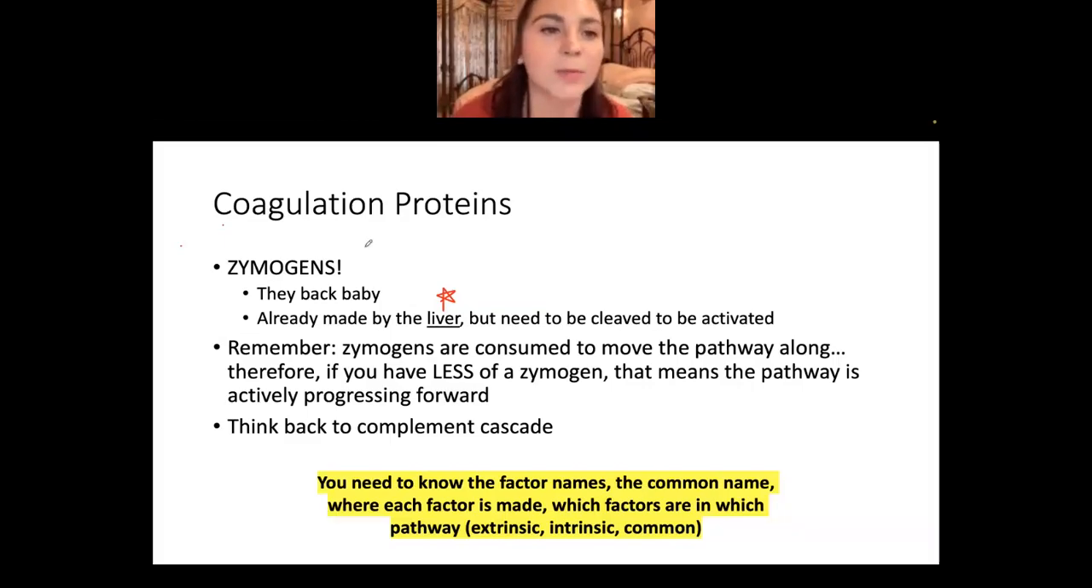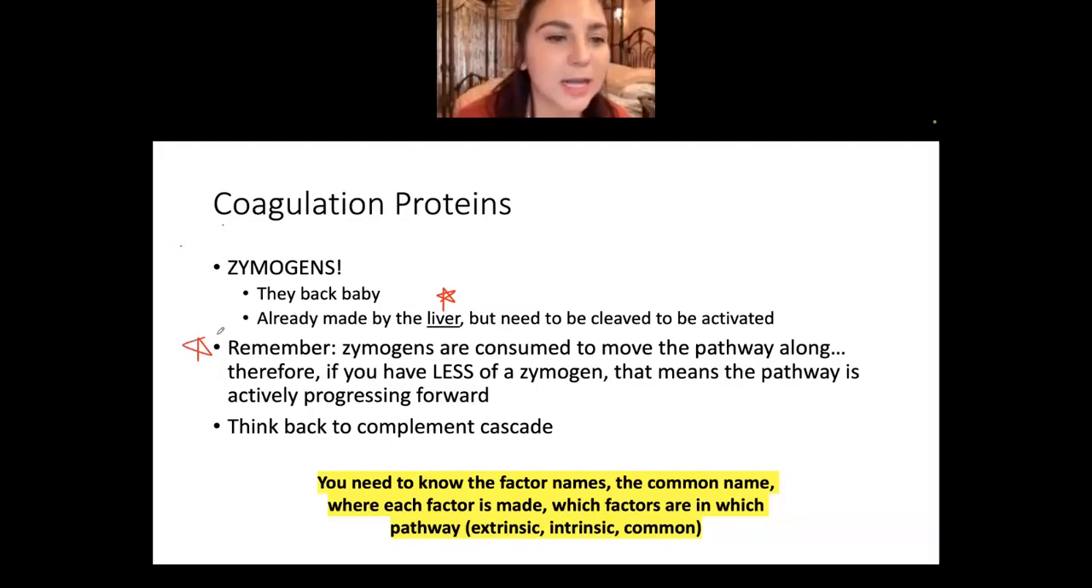Okay. And then remember, zymogens are already made, they're already there, but in order to become activated, they need to be cleaved. So each one of these clotting proteins needs to be cleaved, and then it activates the next one along the pathway. It's exactly like the complement cascade from immunology.